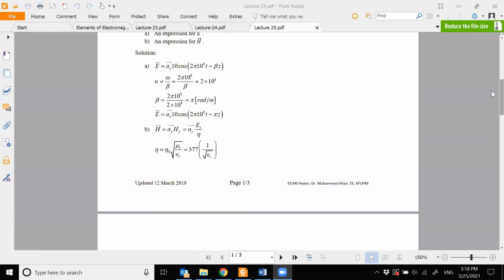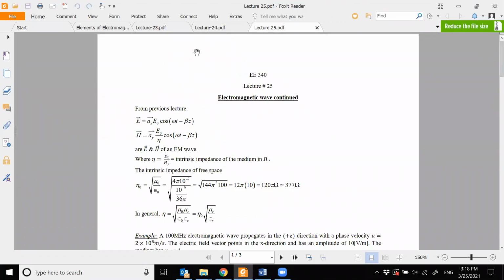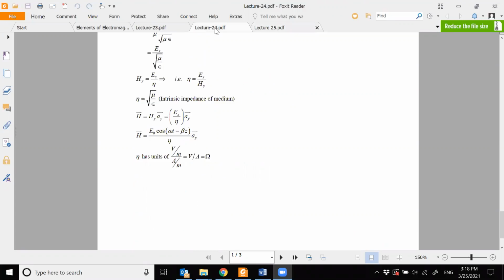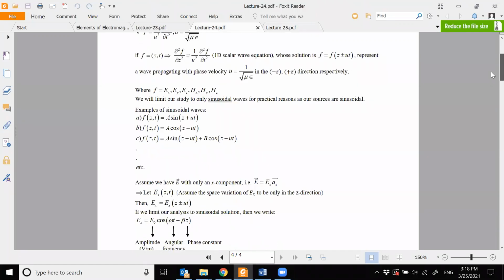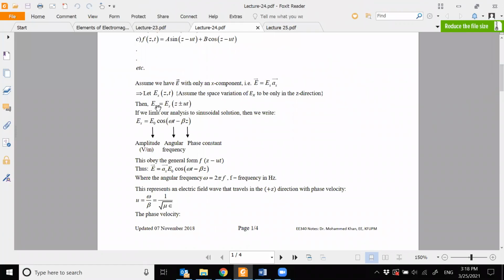But now I just wanted to focus a little bit. I want to give you an idea about what this traveling wave looks like. This traveling wave looks like cos of omega t minus beta z. How does it look?